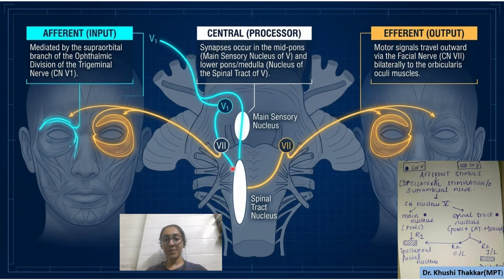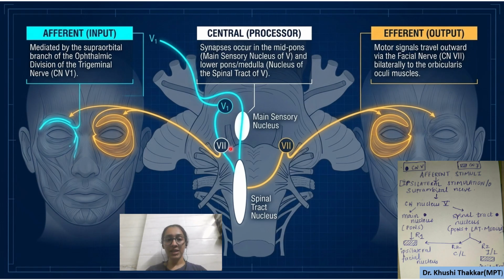Then it goes to the main sensory nucleus, that is in the pons, and the spinal tract nucleus situated in the pons and lateral medulla. This is the central processor, that is where the synapse occurs. That's why it's called a reflex. Mid pons has the main sensory nucleus, and lower pons and medulla has the nucleus of the spinal tract. Both of these go to the facial nerve.